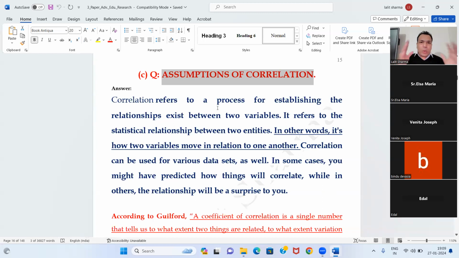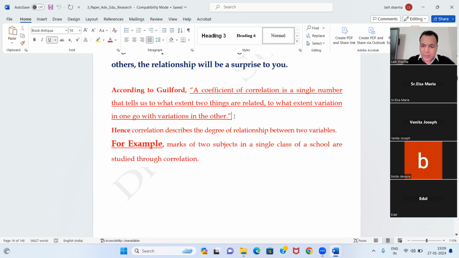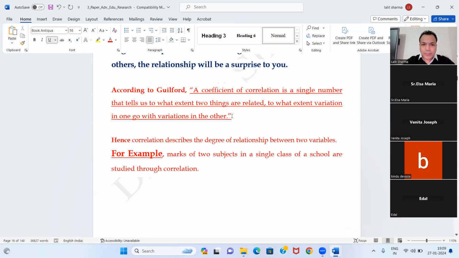Correlation means you want to see the relationship between two variables, how close they are to each other. This is called correlation. If one variable is increasing, the other is also increasing, right? So we will do that next, in the next question. First, see what Guilford has said about correlation.